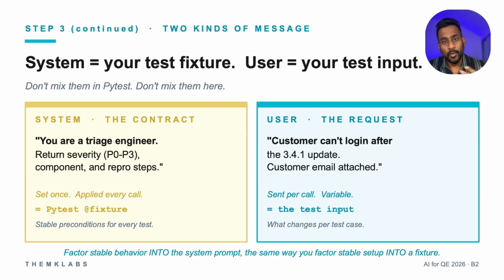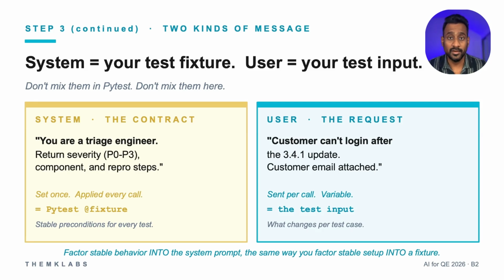Now, a little more about context assembly because it's a big concept. You've got 2 kinds of messages, the system message and the user message, right? And if you're a PyTest person, this maps perfectly. A system message is your fixture. You are a triage engineer. Return severity, component, reproducible steps. You set it once, it applies to every call. Stable preconditions, right? And similarly with the JUnit and TestNG world, I'm sure most of you in automation will relate to that.